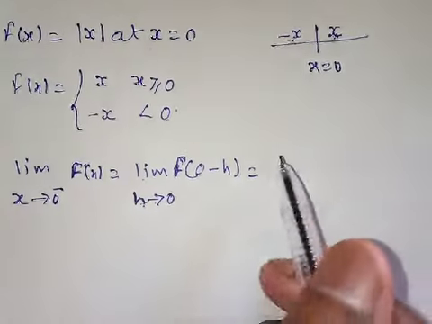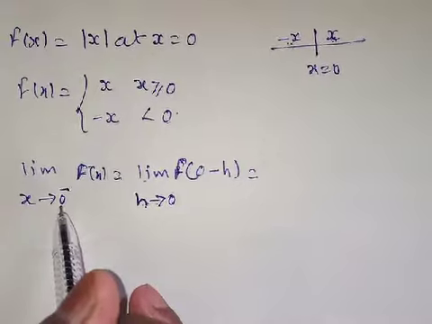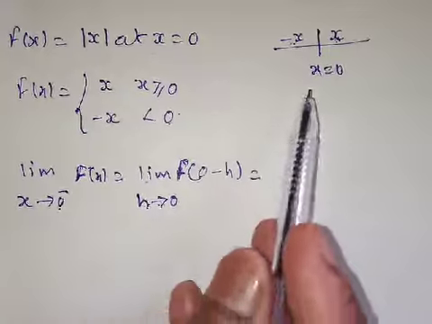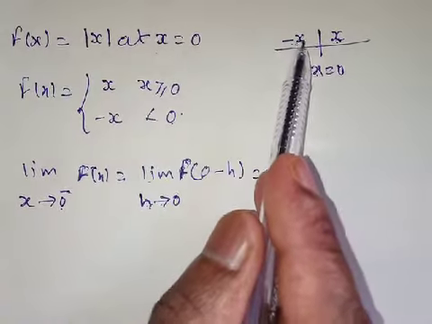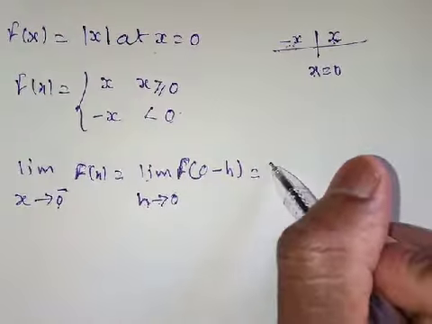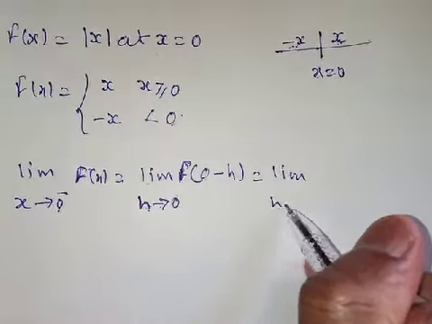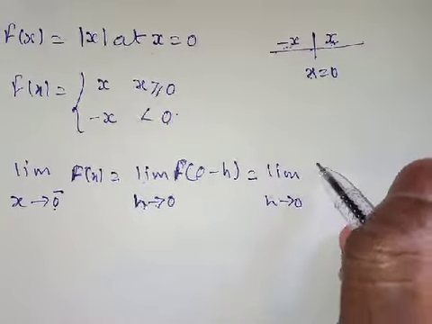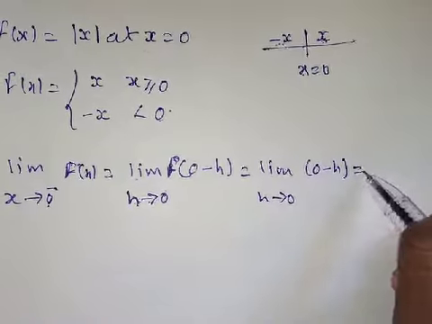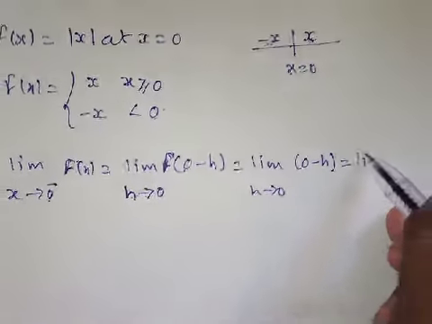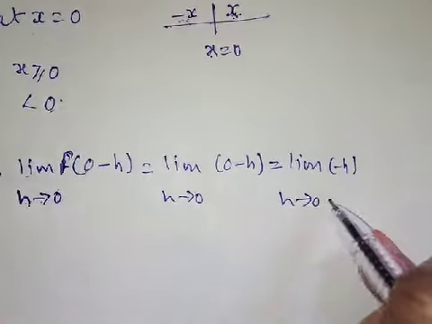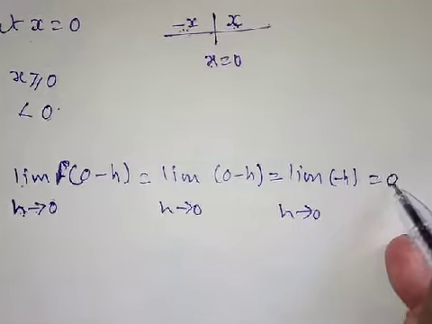So 0 minus h means the function is less than 0, since we are checking at 0. So what is the left hand limit of this? Minus x. So we'll substitute this as limit h tends to 0 of minus h. 0 minus h will be equal to minus of h. So we can write limit h tends to 0 of minus h. Substitute h is equal to 0, so it will become 0.